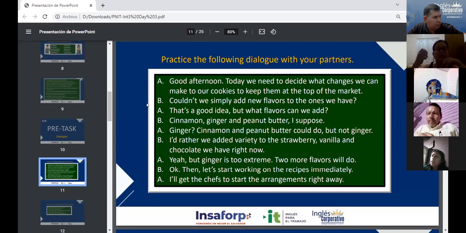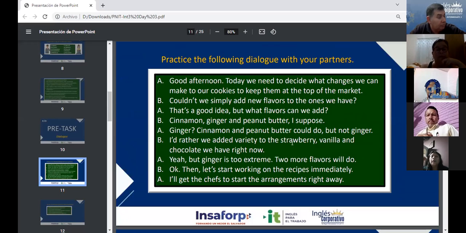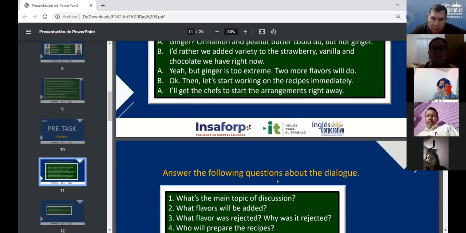What are they talking about? What is the main topic? The main topic in the discussion is about the flavors. They are talking about how many flavors they can add to the recipe, to the cookies. This is the main topic of the discussion.